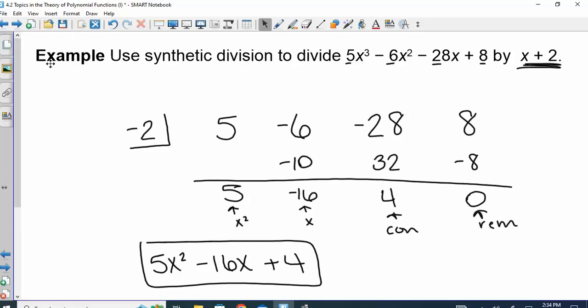There are two ways of finding if something is a factor. The first one is what we just did: do the whole synthetic division and see if you get 0. The second one is kind of a shortcut. You can take this number, -2, and plug it into your function.